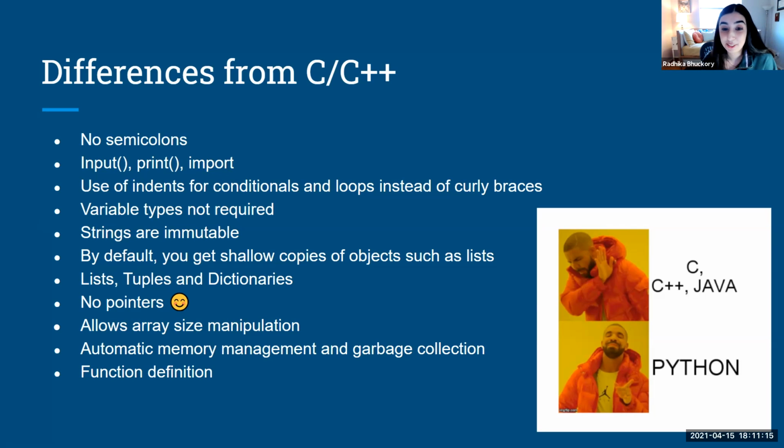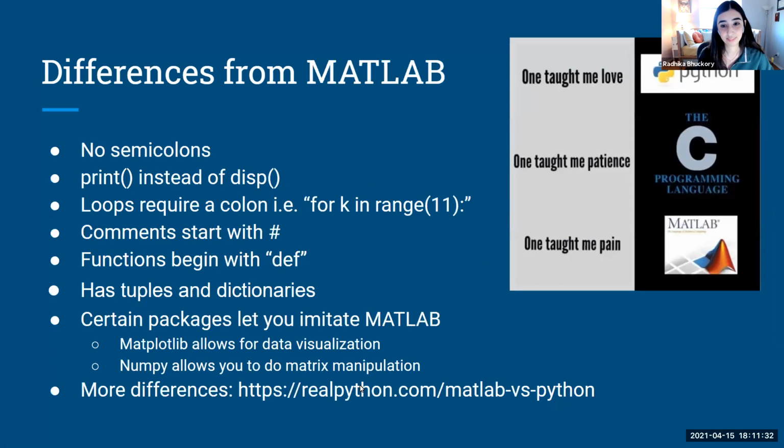Another great thing is there's no pointers. So everything is passed by reference. You have that little ampersand symbol in C++ references, but there aren't actually any exact pointers in Python. And because in BME we use MATLAB a lot, I thought we would cover some differences between Python and MATLAB. Again, there's no semicolons. We use display in MATLAB instead of print. And you guys can kind of see some of the differences.